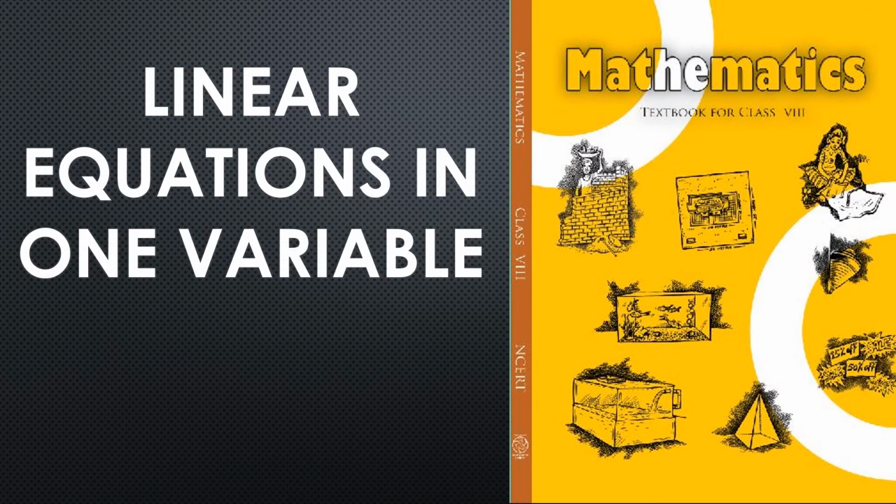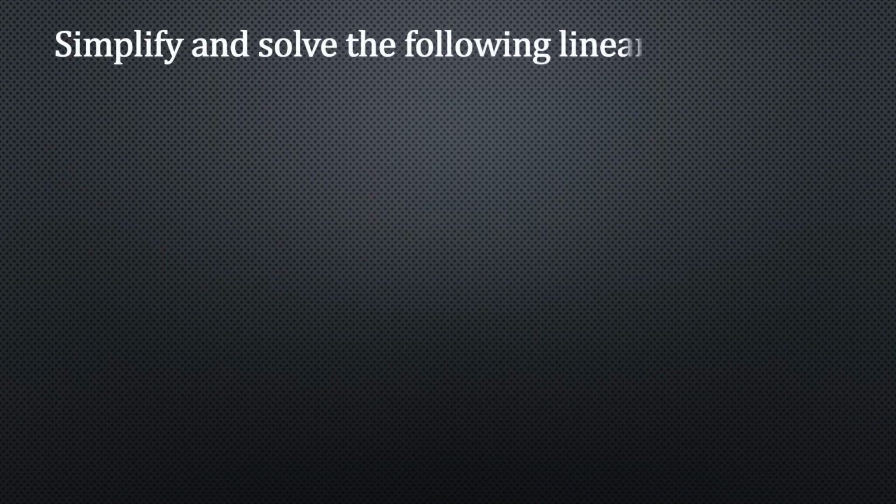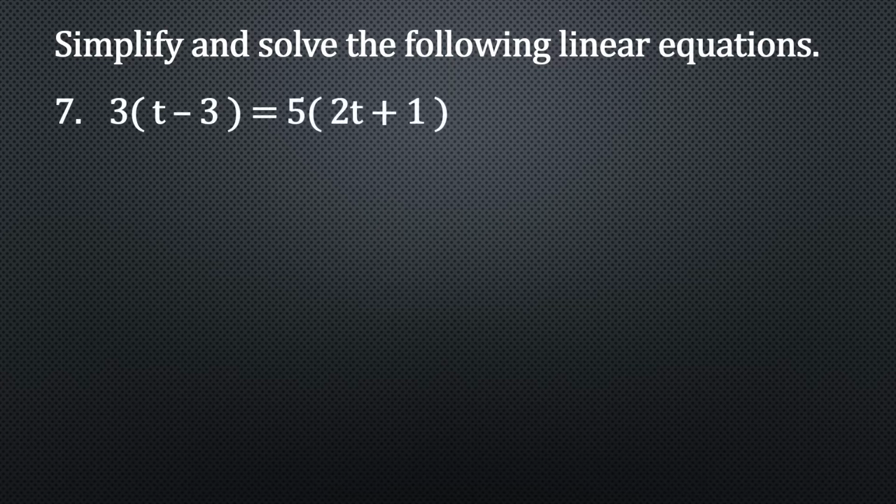Today in the second chapter we will complete our exercise 2.5. In the next part we have to simplify and solve the following linear equations. The seventh question is 3(t minus 3) equals 5(2t plus 1).